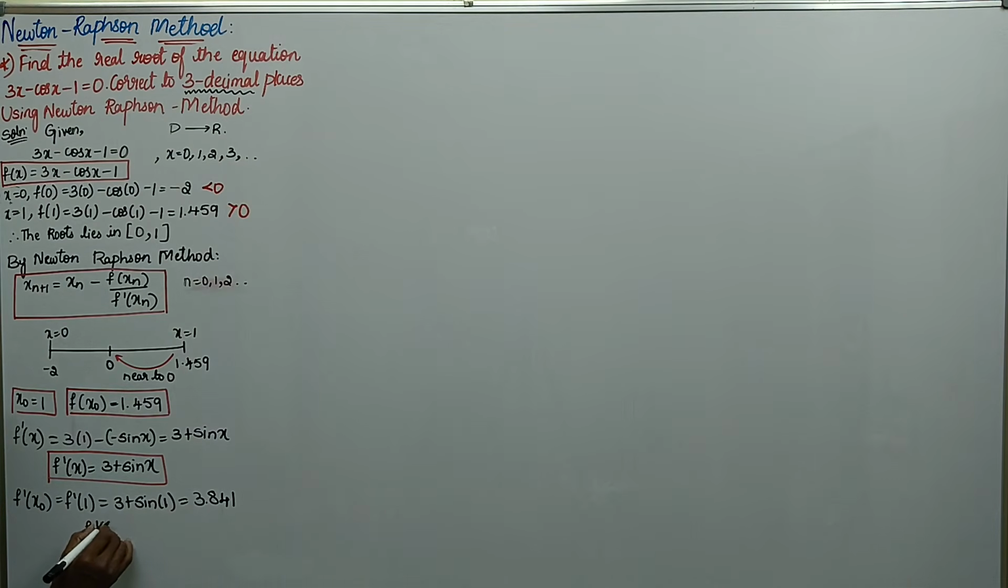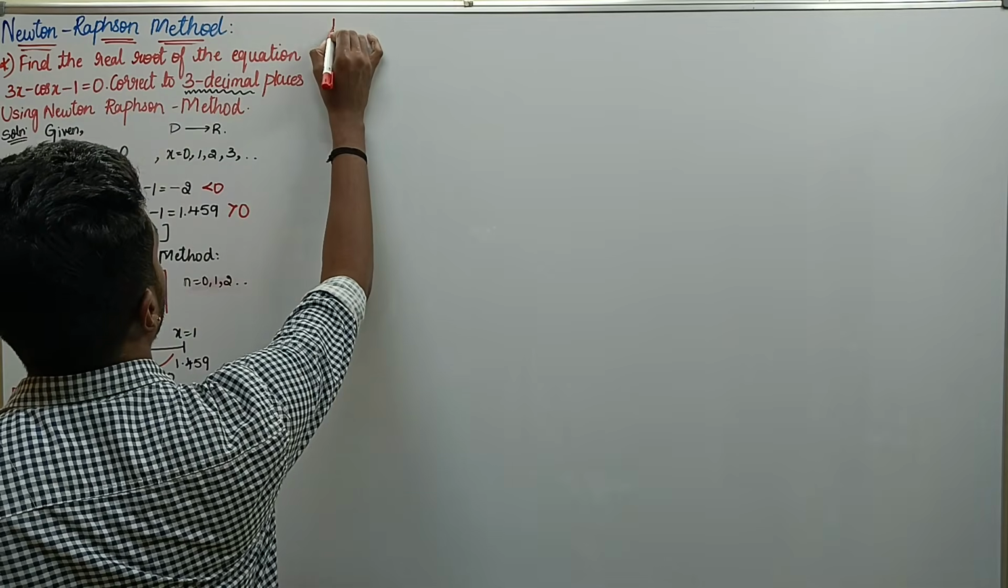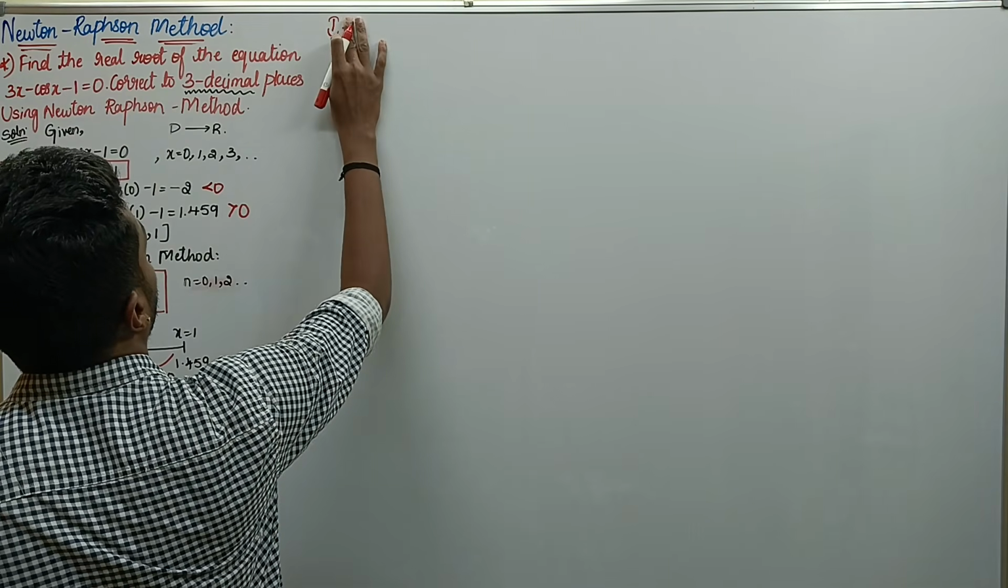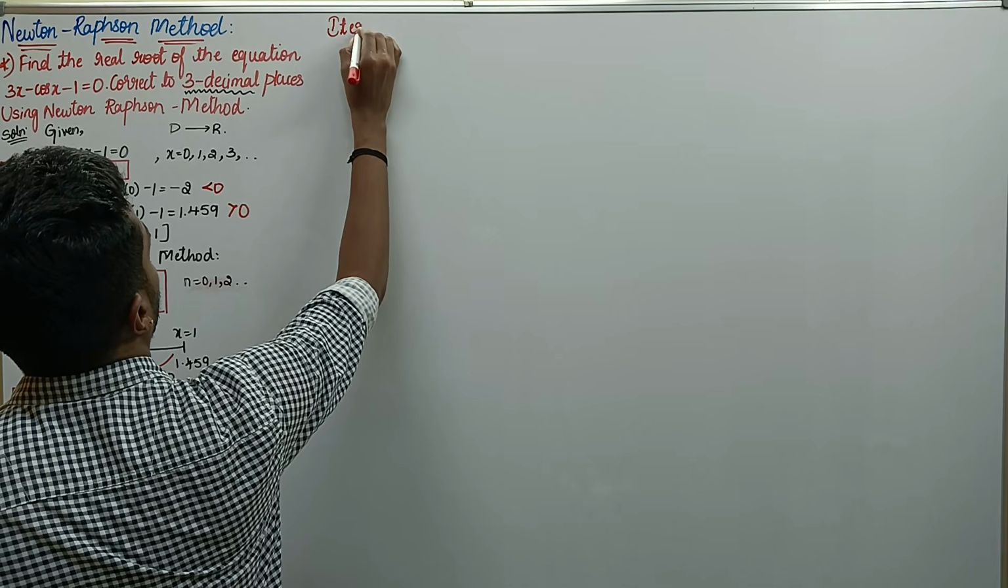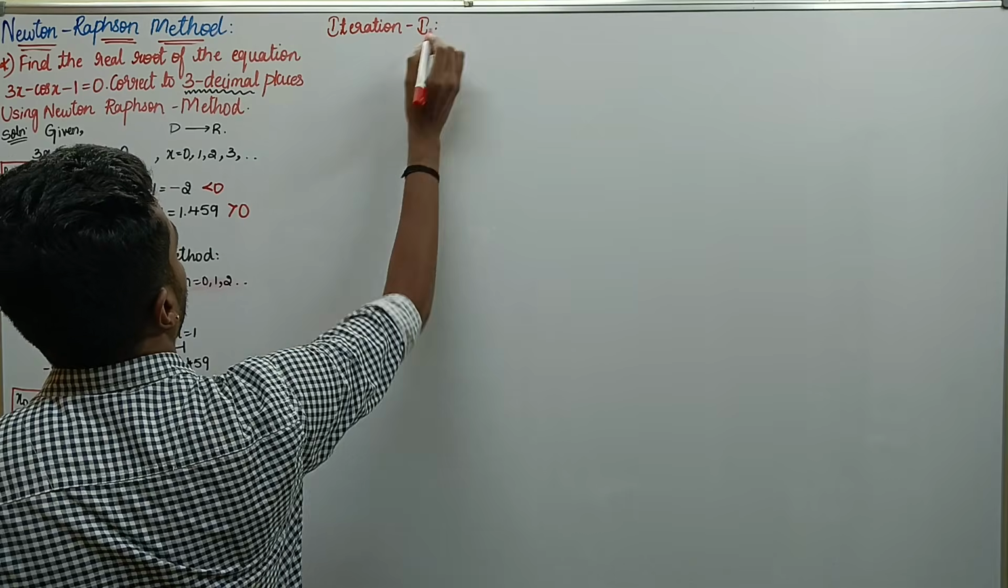F dash of x naught is equal to 3.841. Now, considering these initial values, we are going to represent the iteration number 1. Okay, let us represent iteration 1. Iteration number 1. Got the point?